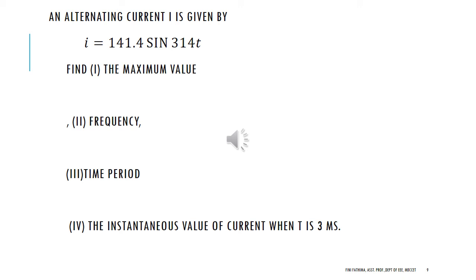Then frequency, what is frequency? Frequency is 2 pi f or omega. Omega is equal to 314. So f is equal to 50 hertz. Then time period, what is the time period? That will be 20 millisecond. No, 50 hertz, 1 by 50, that is 20 millisecond. And what is the instantaneous value after t is equal to 3 milliseconds? So we can just simply substitute t is equal to 3 into 10 raised to minus 3. We will get the answer.